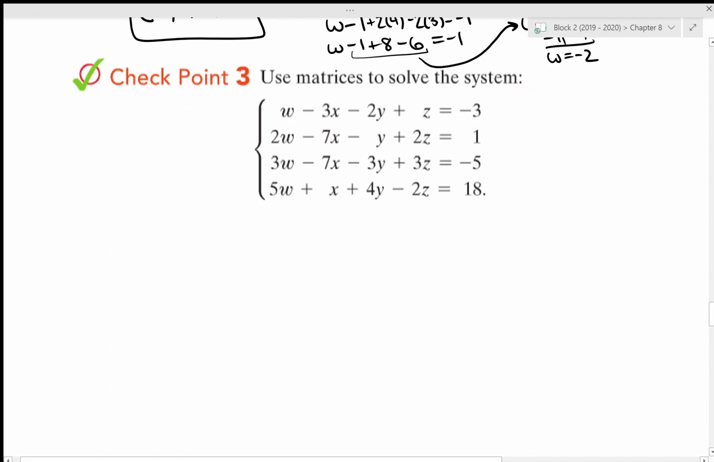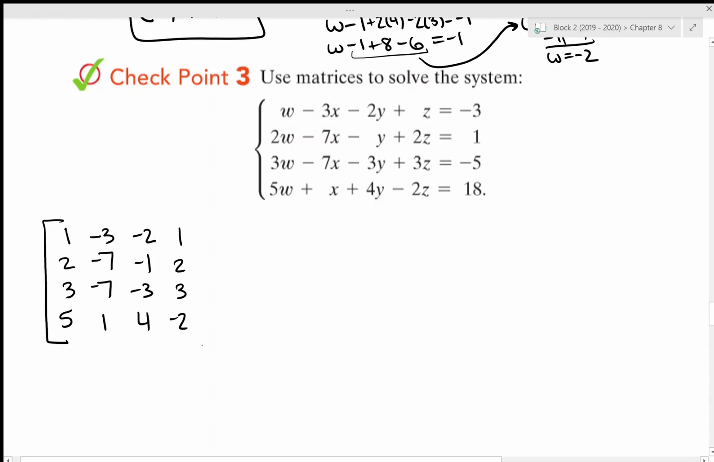So, let's try this problem. So I have W, which is 1, 2, 3, 5. Then I have for the x's -3, -7, -7, 1, -2, -1, -3, and 4 for the y's. Then 1, 2, 3, -2 for the z's. Line, -3, 1, -5, 18.